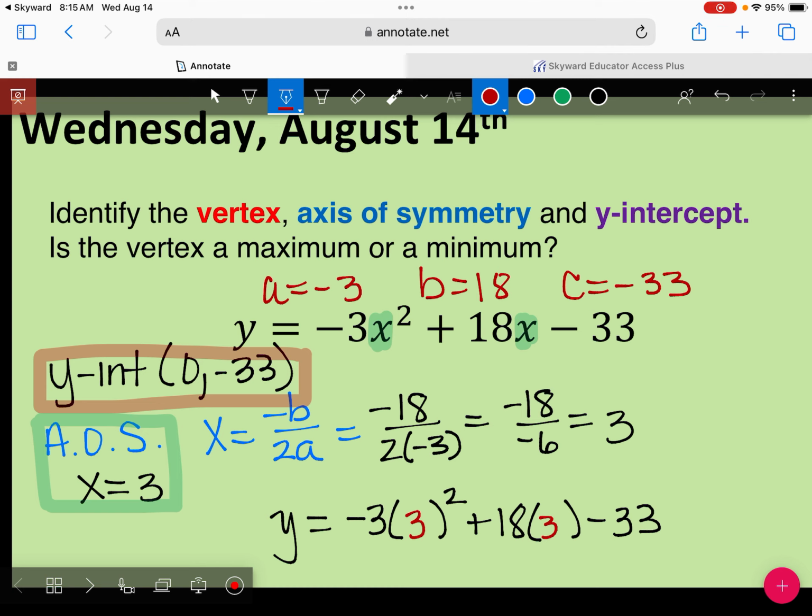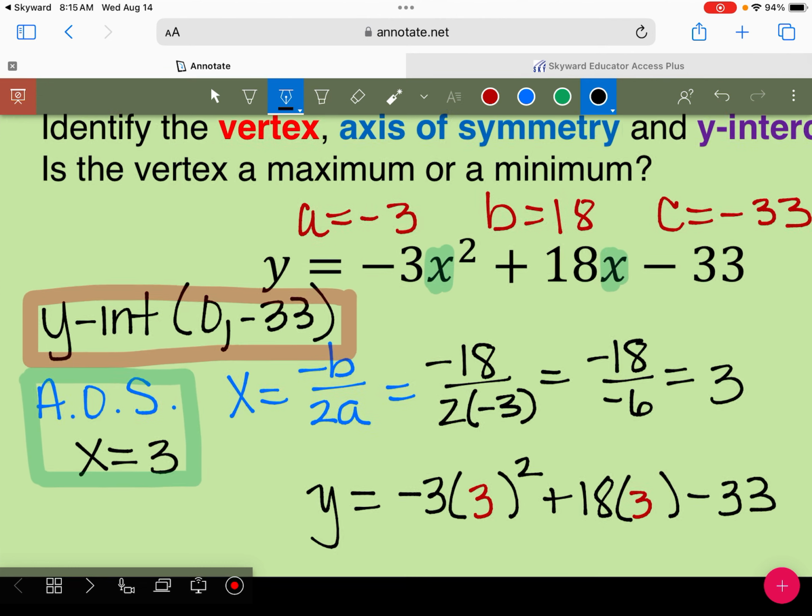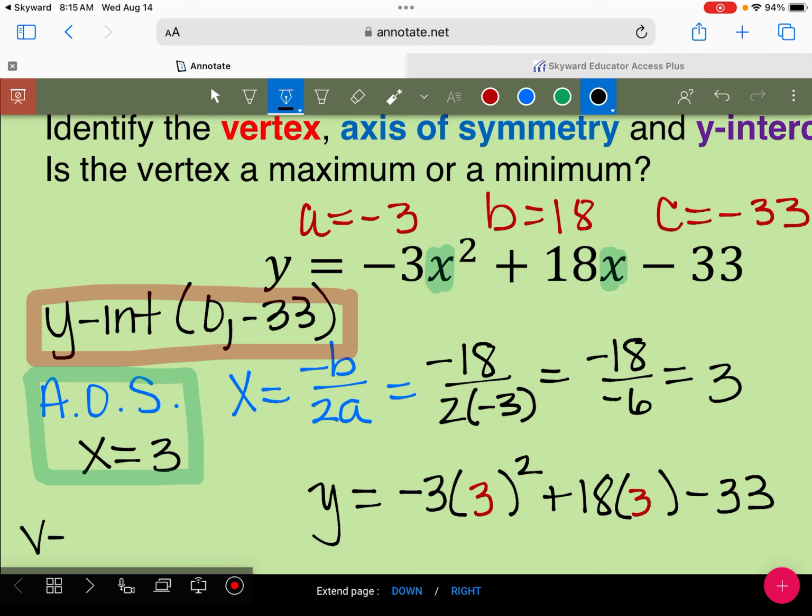Yes, Nehemiah? I got it. Negative 6. Anyone get negative 6? So that means your vertex, and you always write that as an ordered pair, would be at positive 3 and negative 6. And that would be your 3 answers for our bell work. Any questions about our bell work?